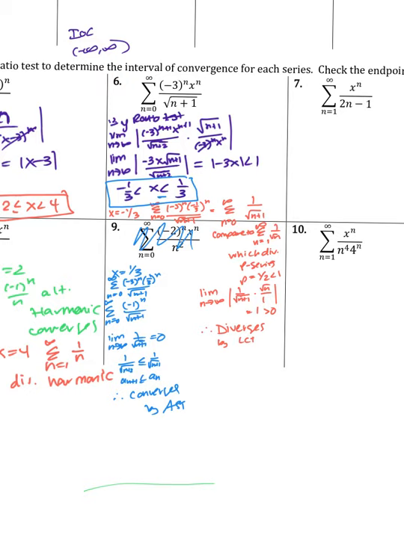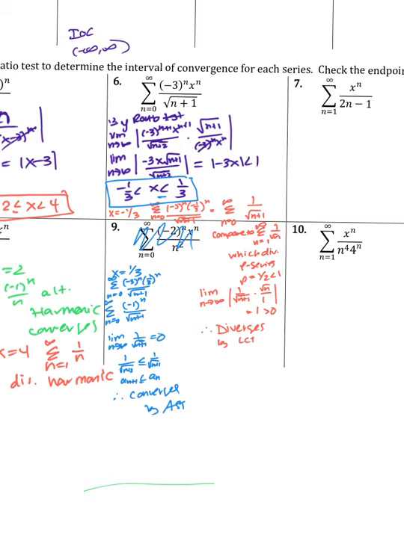So pause the video, make sure you got that. Yeah, there is a little extra work because you're basically doing a bunch of tests all in one problem. In this one problem, number 6, we did the ratio test, we did a limit comparison test with a p-series, we did the alternating series test, so lots of different convergence tests all in this one problem just to finalize the interval of convergence. These problems can be time-consuming.